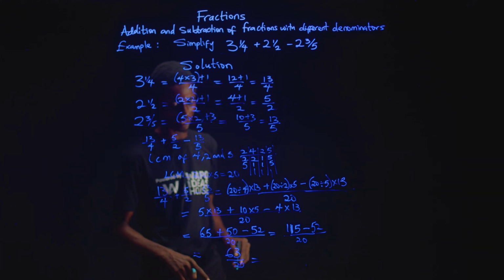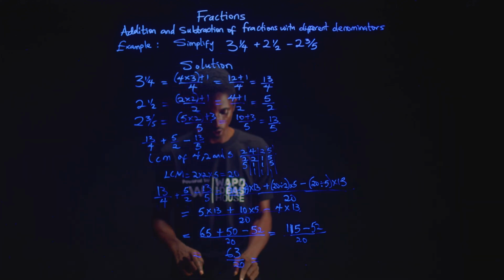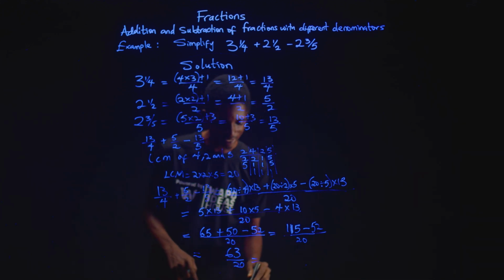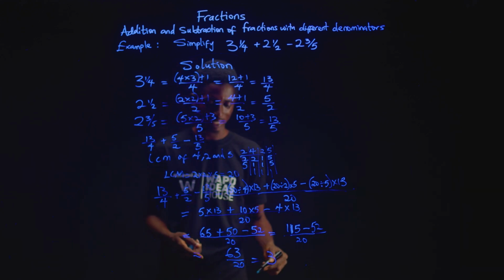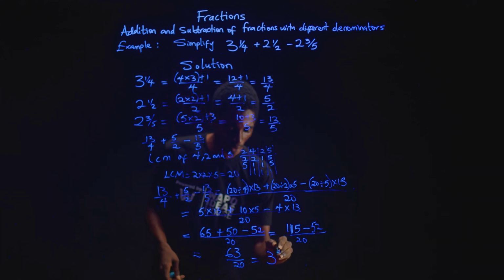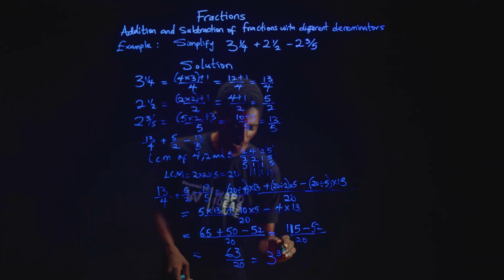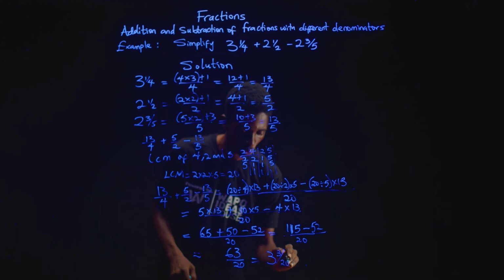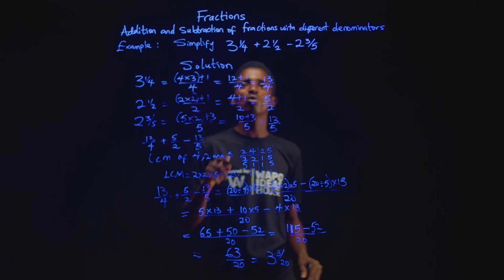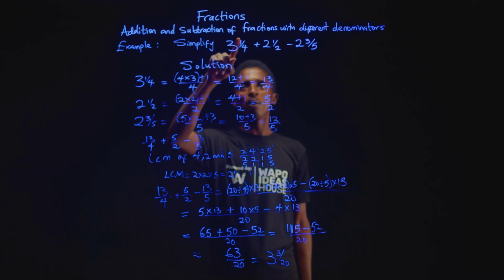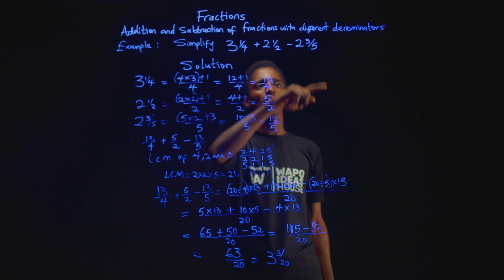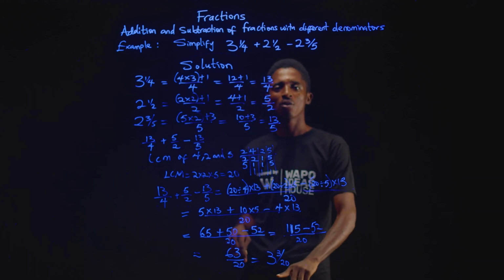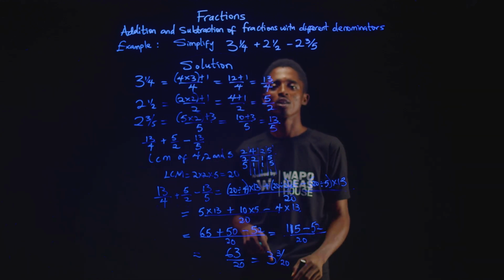Now, we will then bring it to a mixed fraction. 20 in 63. That is 3, because 3 times 20 will give us 60. That is, we have a remainder of 3. So 3 whole number 3 over 20. That concludes this question. So 3 whole number 1 over 4 plus 2 whole number 1 over 2 minus 2 whole number 3 over 5 would give us 3 whole number 3 over 20.